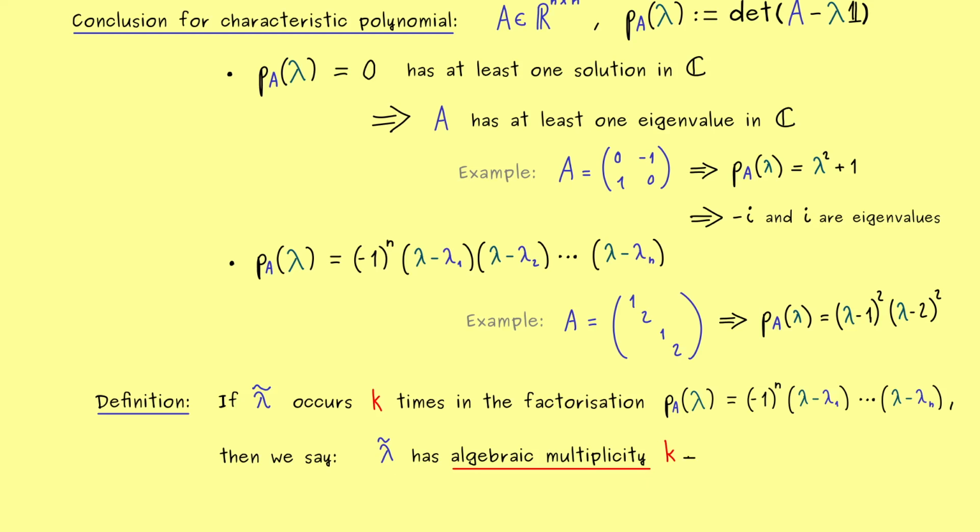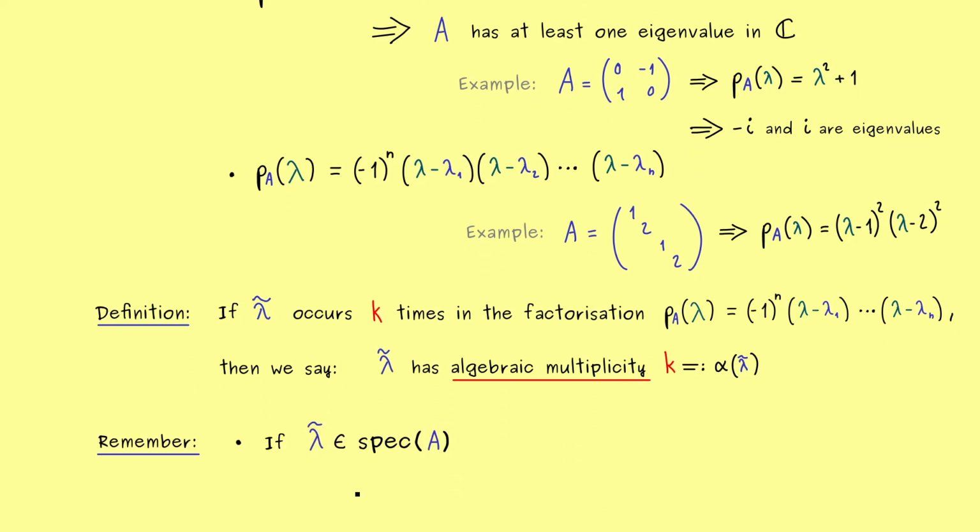And moreover, usually we use a lowercase alpha to denote the algebraic multiplicity. So we would write alpha of lambda tilde instead of k. Okay, there we have it. This is the whole definition of the term algebraic multiplicity. First, if we already know that lambda tilde is an eigenvalue of the matrix A, we can conclude that the algebraic multiplicity lies between 1 and n.